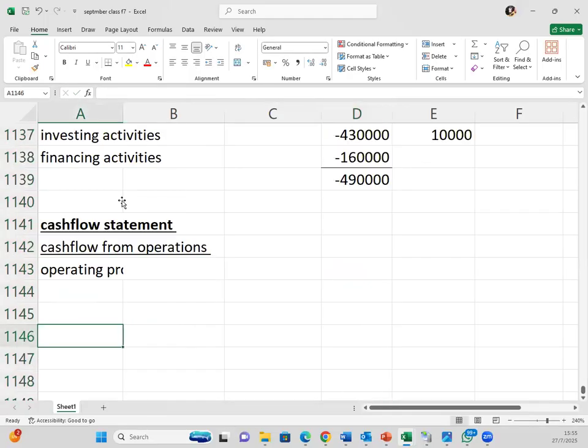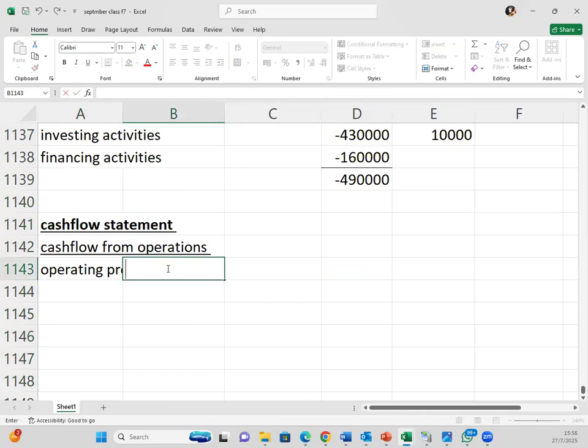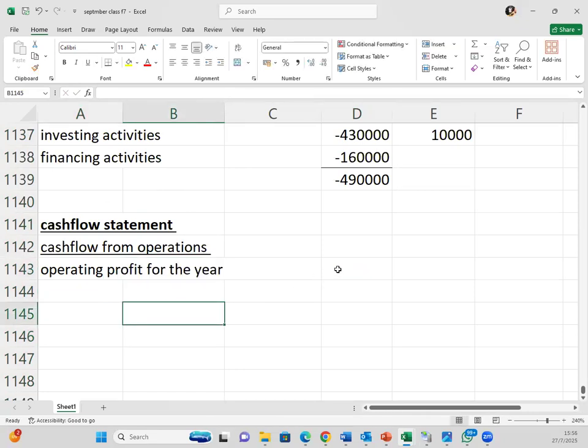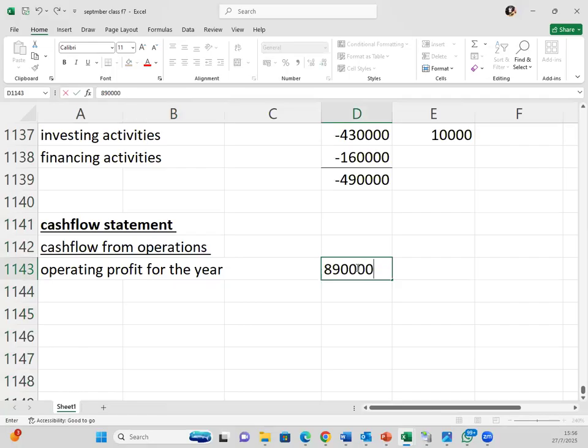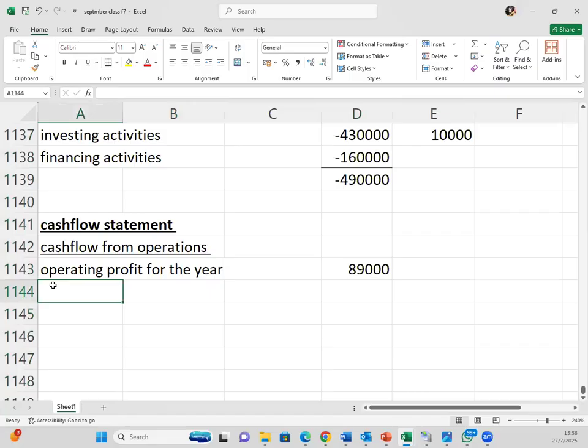So start with the profit for the year. I'll just put random figures here. Let's say 89,000 is the profit. But this profit consists of expenses which are non-cash in nature, and also incomes which are non-cash in nature. For example, part of the expenses the company calculates comprise depreciation. So we're starting with the profit for the year.